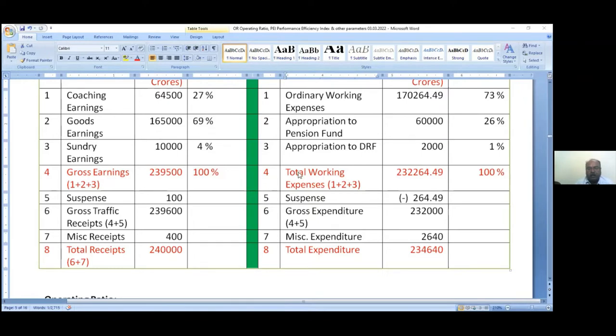Please stop. This is very simple. Net receipts are total receipts minus total expenditure. We also call it net revenue. Previously, when you deducted the dividends from net receipts, it was called surplus. Now, dividend is no more.